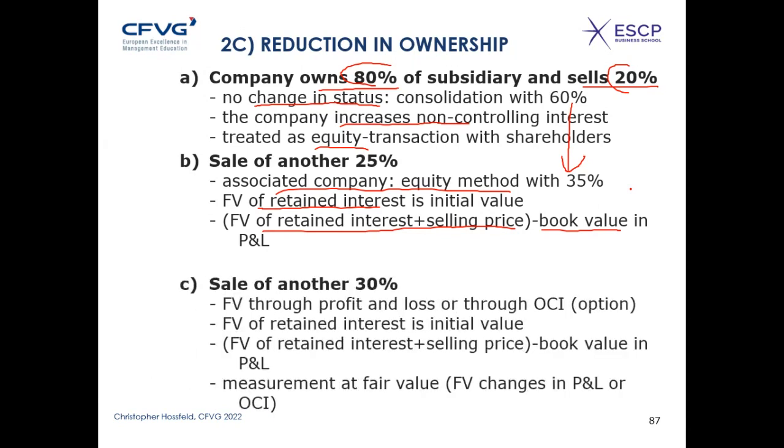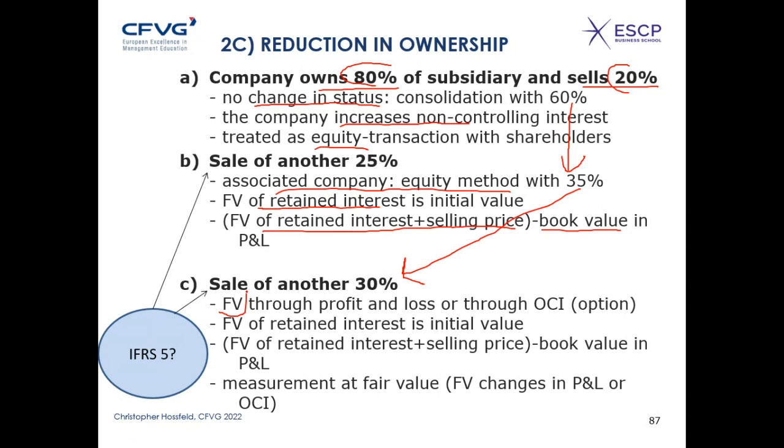Okay, then I sell another 30%. That means I go from 35% down to 5%. Well, with 5%, my investment is nothing special. It's just a financial asset. And therefore, I need to use, once again, accounting rules for regular financial instruments. So nothing special, and financial instruments are always fair valued.